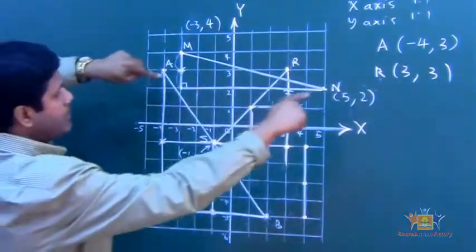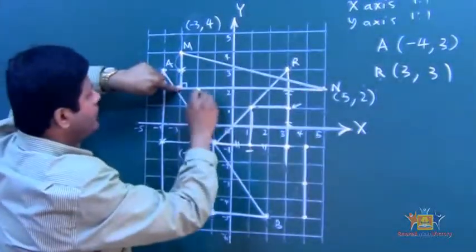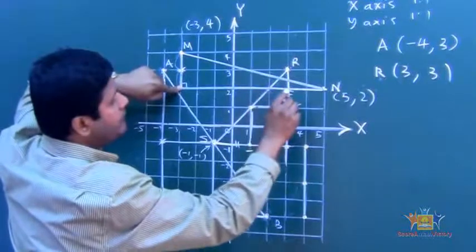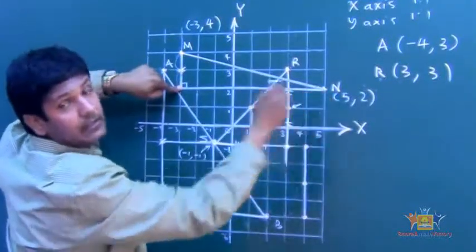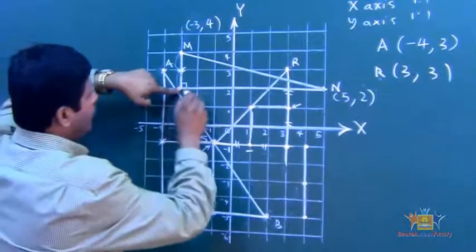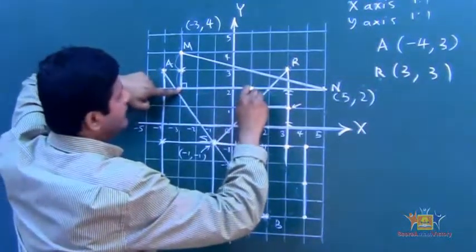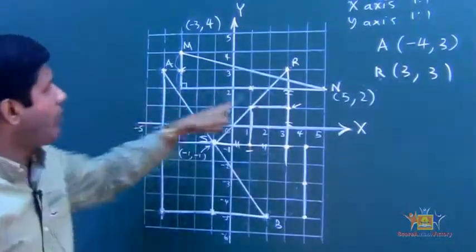Now we want to find the midpoint of the horizontal line. So that means we got to find the distance first. 1, 2, 3, 4, 5, 6, 7, 8. So 8 divided by 2 is 4. All right, so we're going to count 1, 2, 3, 4 right there. Okay, that's going to be the midpoint for the horizontal.